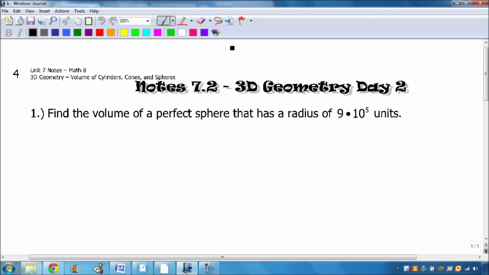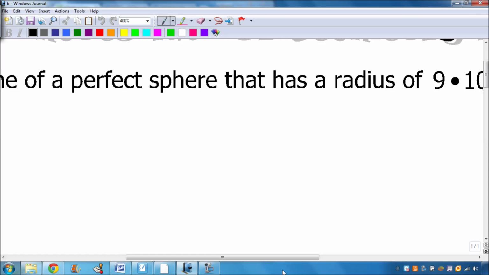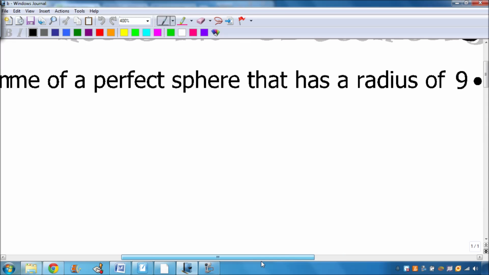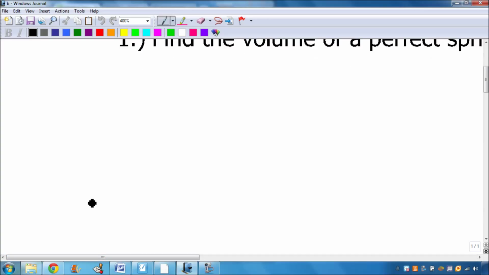So question number 1 says to find the volume of a perfect sphere that has a radius of 9 times 10 to the 5th power units. So I'm going to zoom in a little bit right here just so we have some room to do our work. So you're going to have to write really small. You should see the problem in front of you. You might not be able to see it that well right here, but it's written in front of you on your paper, so you should be good to go.